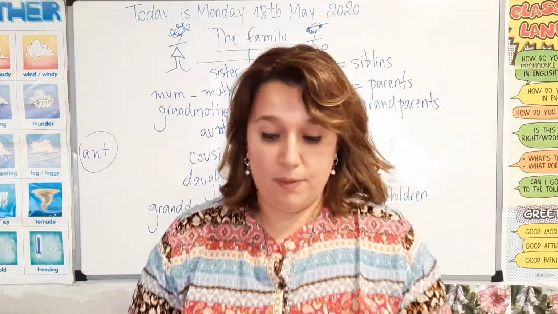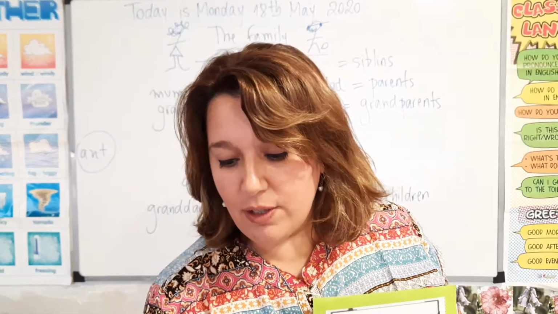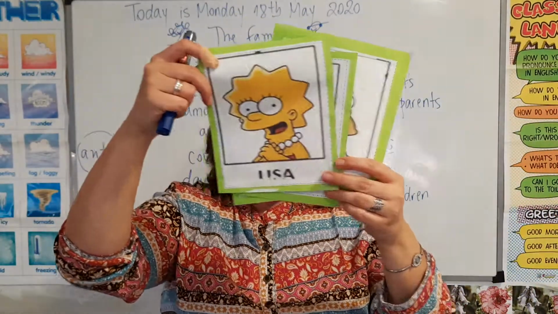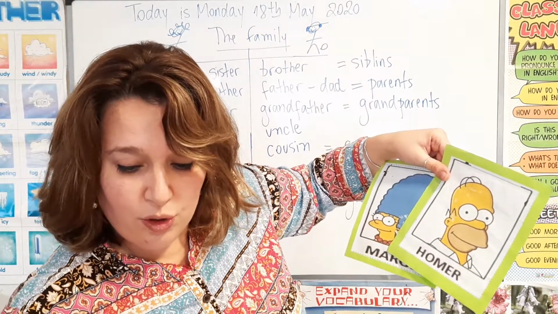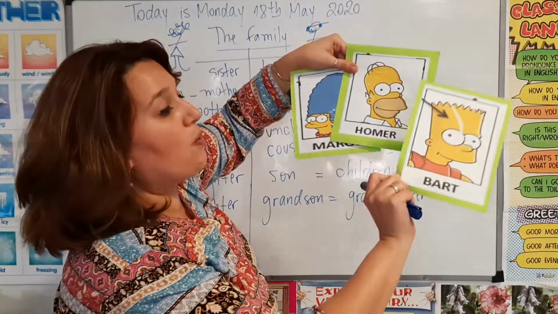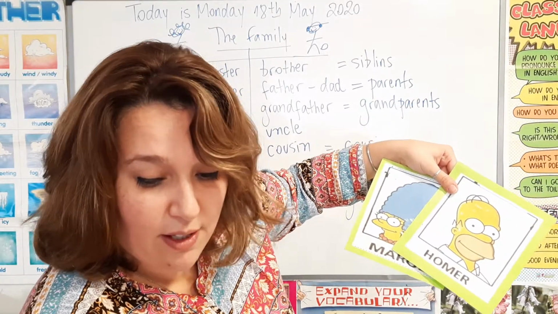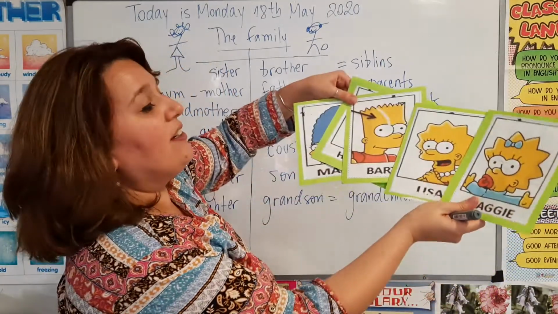Yes? For example, Homer and Marge, yes, are married, and they have three children, yes? They have got three children. Bart, what is the other one? Here. Lisa and Maggie, yes? So, you can say, they have two daughters, they have got one son, or, yes, if we have the three together, they have got three children, right? Three children.